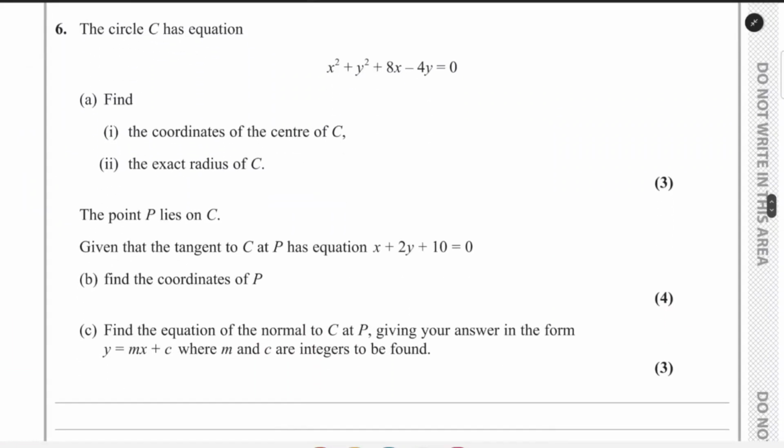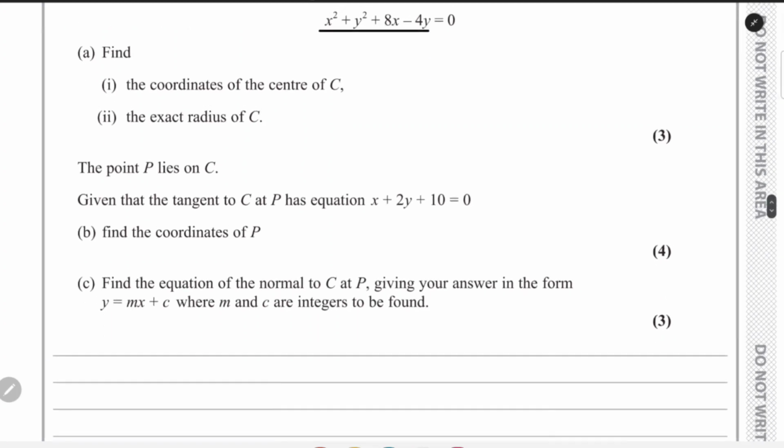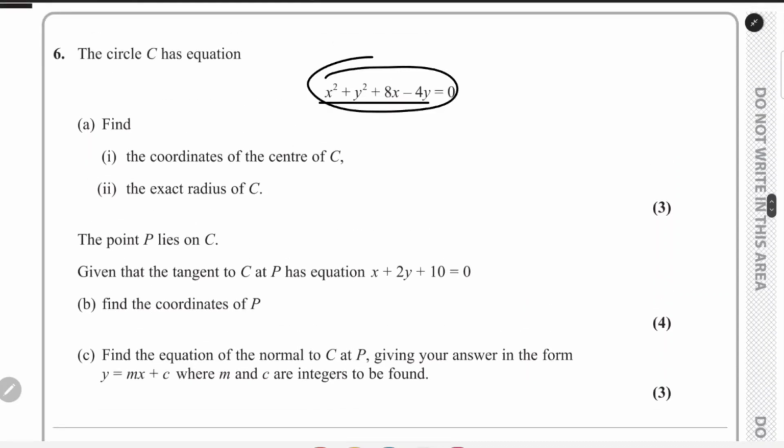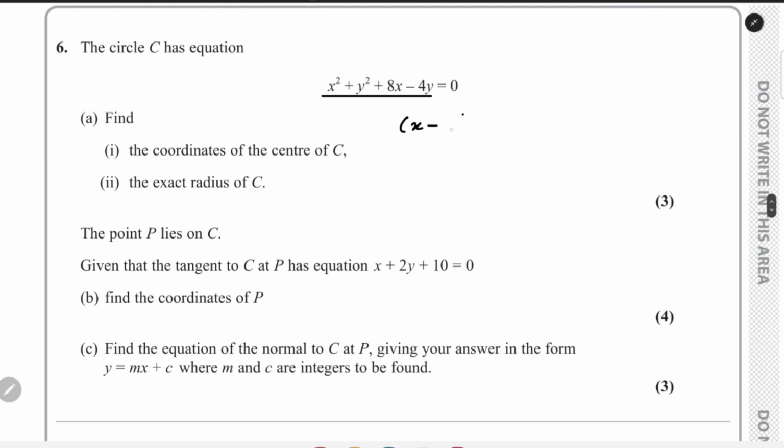Now for question 6, we are given a circle with equation x square plus y square plus 8x minus 4y equals 0. We have to find the coordinates of the center and the radius. So we have to complete the squares over here and find the equation in this form: x minus a whole square plus y minus b whole square equals r square, where the center of the circle is a comma b and the radius is r.